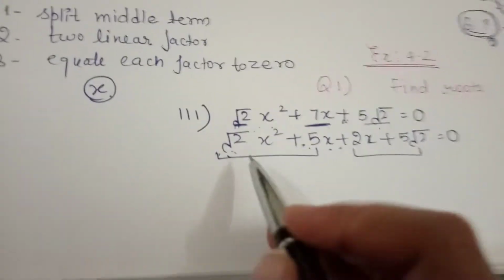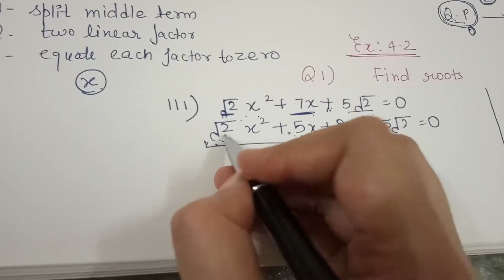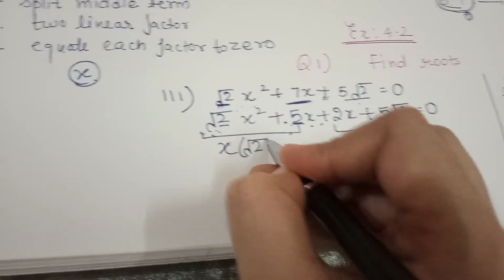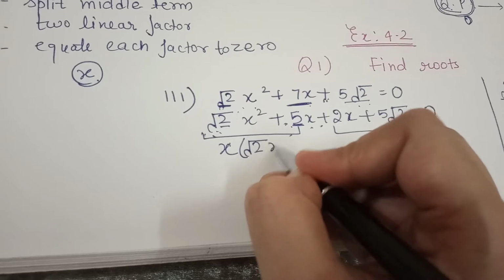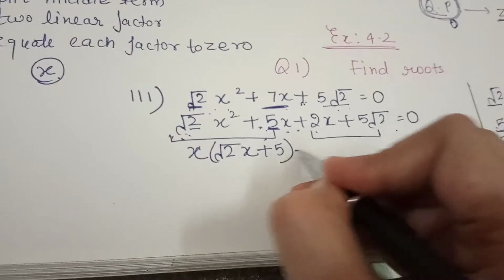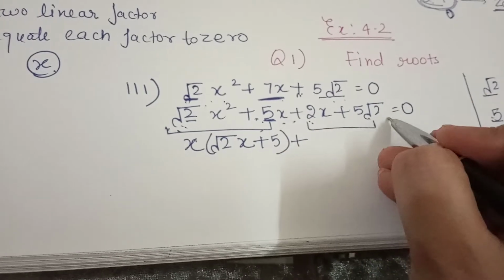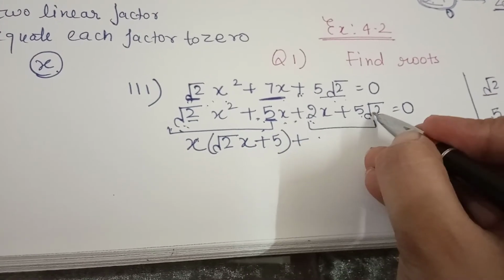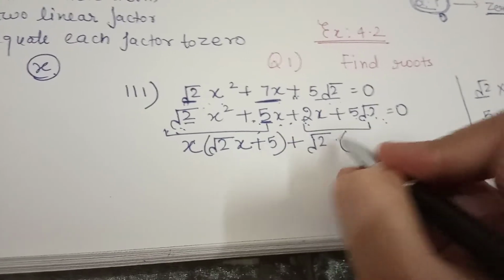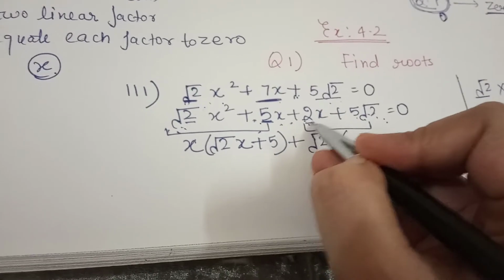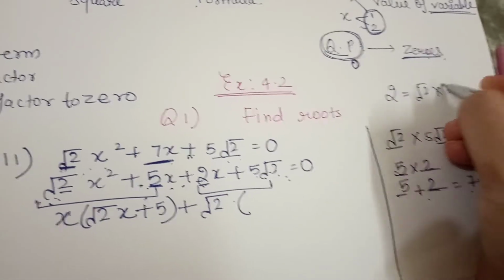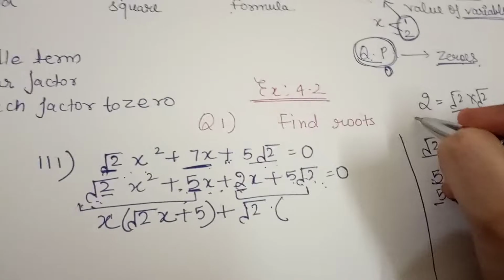What can we take common from this first pair? नंबर्स में से तो कुछ नहीं ले सकते हैं, only x we can take common. So what will be left inside the bracket, root 2x plus 5. Now you come to here, 2 और 5 root 2 में क्या कॉमन ले सकते हैं, 5 तो नहीं ले सकते, और 2 और root 2 में से root 2 कॉमन ले सकते हैं. So what will be left here, y, because in single 2 we have root 2, means if we will multiply root 2 into root 2, 2 will be there.